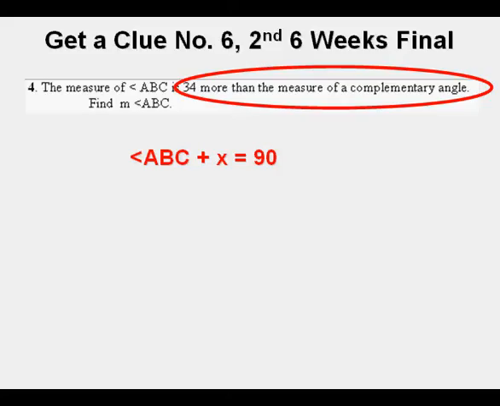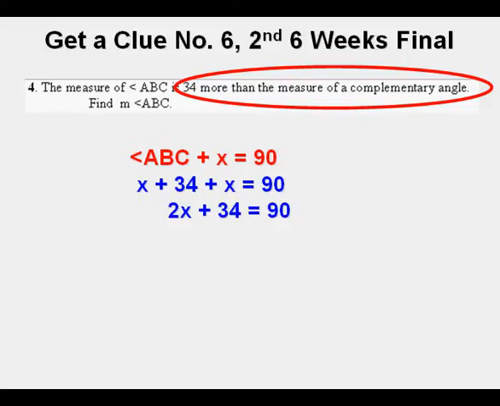Now problem number 4, probably the hardest problem on the test. The first thing we should notice is the word complementary, which means angles that add up to 90 degrees. There are 2 angles, angle ABC and another angle which we can call angle X. So angle ABC plus X equals 90 degrees. And we are given that angle ABC is 34 more than x. So we can replace angle ABC with x plus 34.